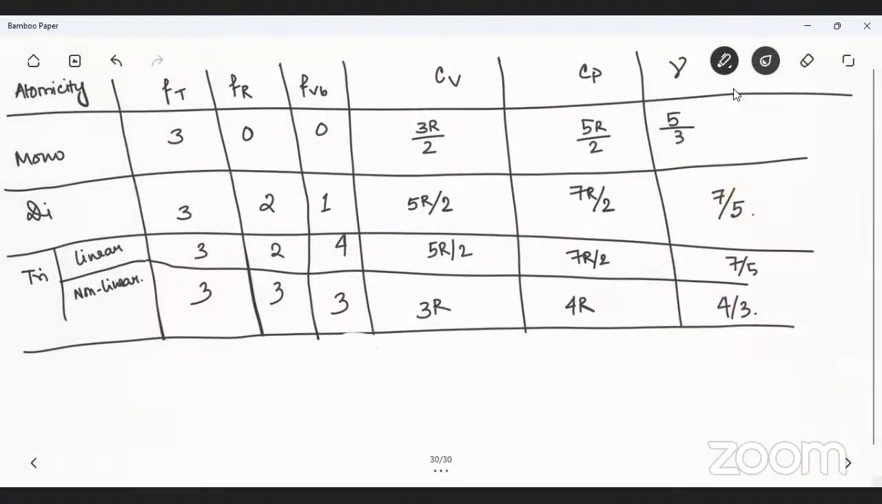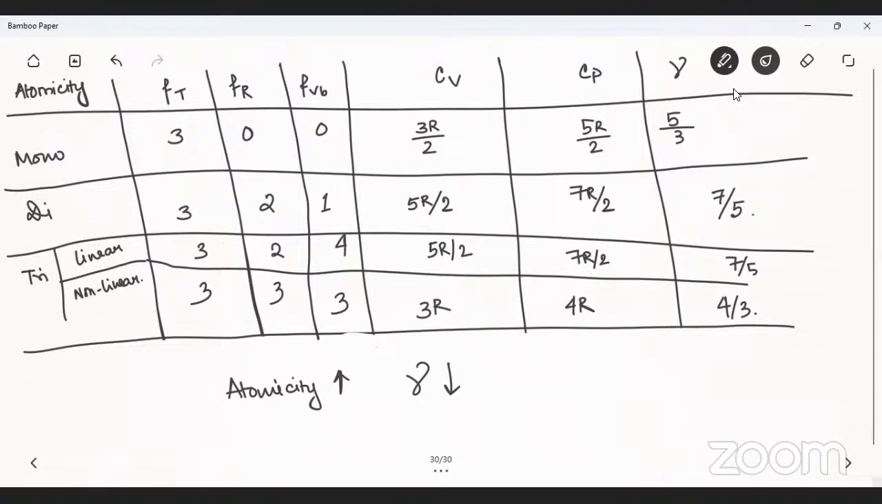Okay, good. So see, atomicity here is increasing: mono, di, tri, right? Atomicity is increasing, but what is happening here? Gamma is decreasing. This is a very important conclusion. Atomicity increases, gamma value decreases. This is something that you can relate in your periodic table. It was not written in the periodic table, I have not mentioned it because I need to mention it here. So as atomicity increases, gamma decreases.